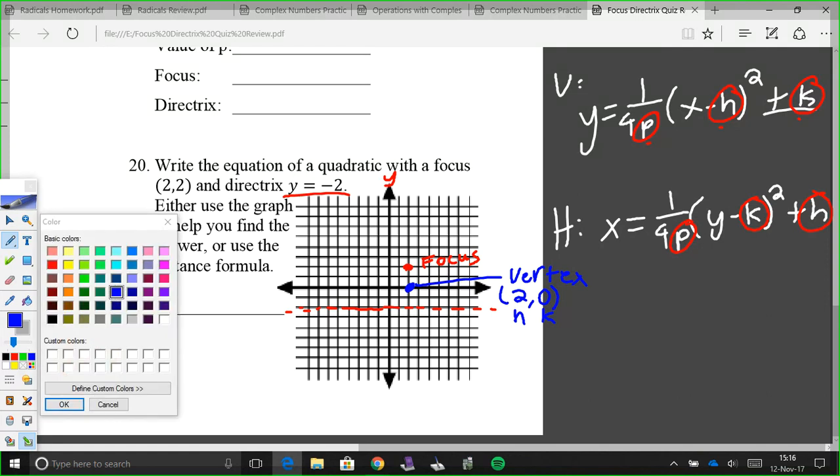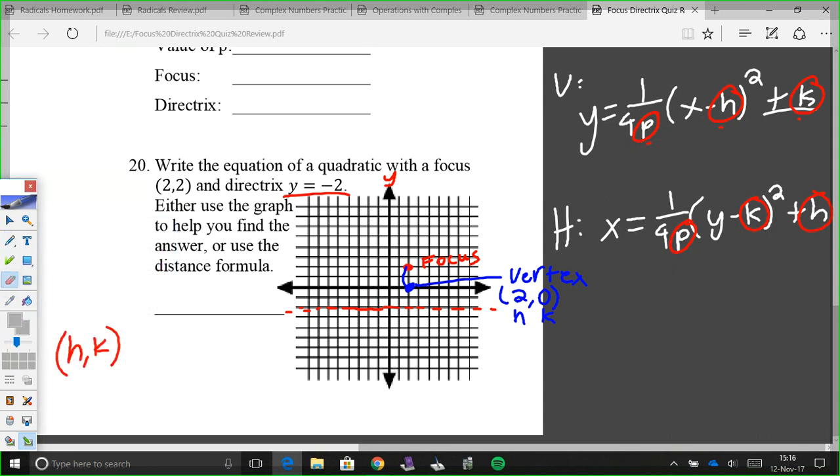The p-value is the last thing I need. The p-value is the distance from the focus to the vertex, or the vertex to the directrix. It's the same either way because the vertex is in the middle. That distance is 2. So my p-value is equal to 2. So I have h, k, and p. I have everything I need. But am I plugging it into the vertical or the horizontal equation? That's what I need to know finally.